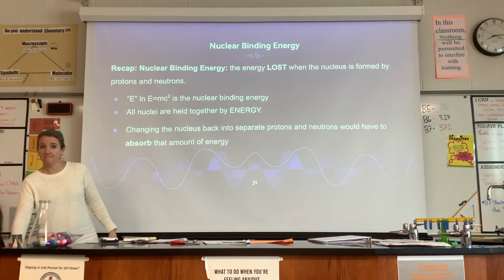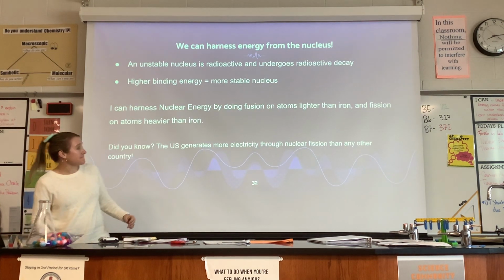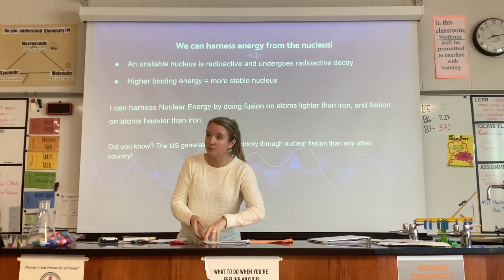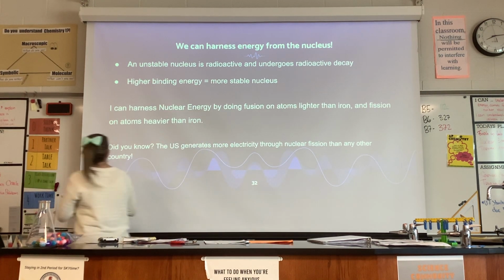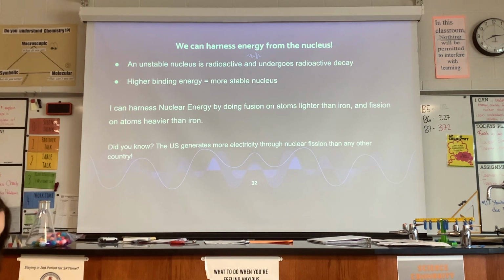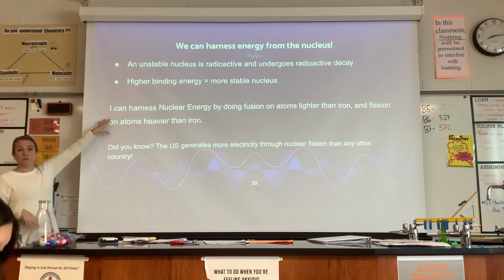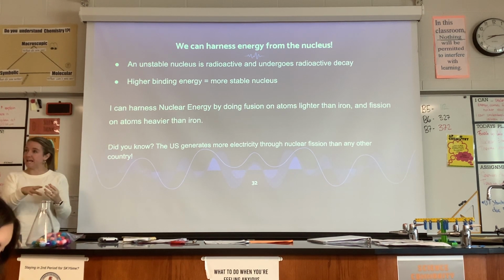All right, everyone okay there? Okay, so we mentioned this before when we learned about it. It's the idea of an unstable nucleus. An unstable nucleus is radioactive and undergoes radioactive decay, right? That's where it kicks out an alpha particle or beta particle and gamma rays. But if it's unstable and we cause it to go through fission, then you get massive amounts of energy out.